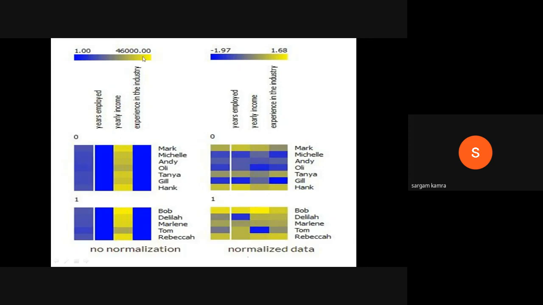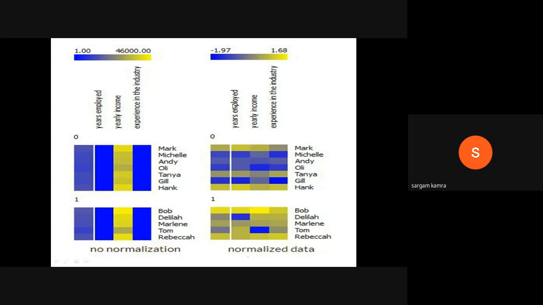This has a huge difference. 1 and 46,000 doesn't make a very good comparison. But when we normalize that value, minus 1.97 to 1.68, this is a very small range. And according to the diagrams also, it is very changing now. So this is normalizing the data.